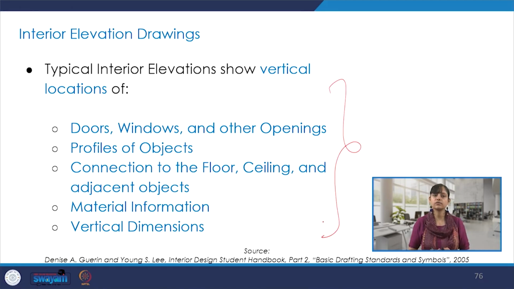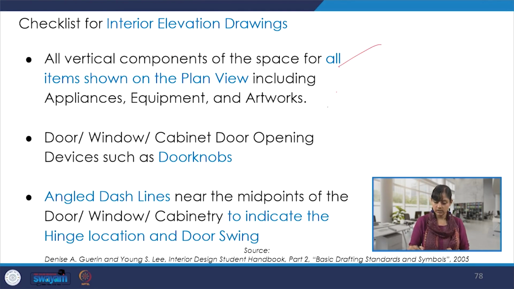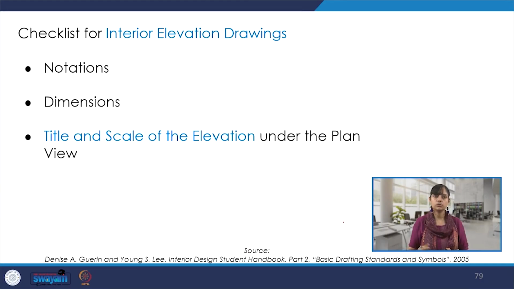So those kinds of discussions we had. Again, there was a checklist which was discussed because it has to be followed when we talk about the interior elevation drawings, and here is the checklist like we discussed for the plans and all the details, different vertical components, openings, schedules, notations, dimensions, all of those details.